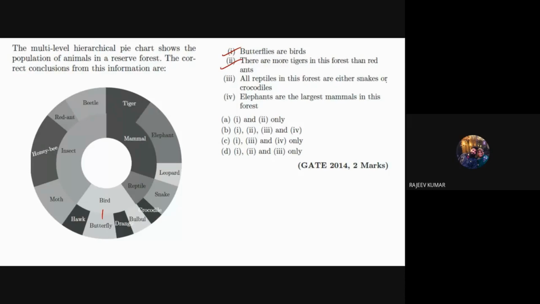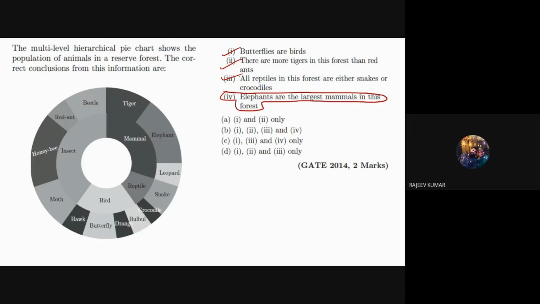All reptiles in the forest are either snakes or crocodiles. Reptile वाला जो है उसके अंदर दो ही option है मेरे पास, snake, crocodiles. That is also correct. Elephants are the largest mammals in the forest. No, it has not been explicitly mentioned कि elephant जो है वो, see, yes, obviously elephants are the largest mammals in the forest, that we can give a conclusion, but we cannot give the correct conclusion from this information. यहाँ पर कहीं पे ऐसा मेंशन नहीं किया हुआ है that elephants are the only ones who are largest. ठीक है, so fourth is something which is not actually clear.